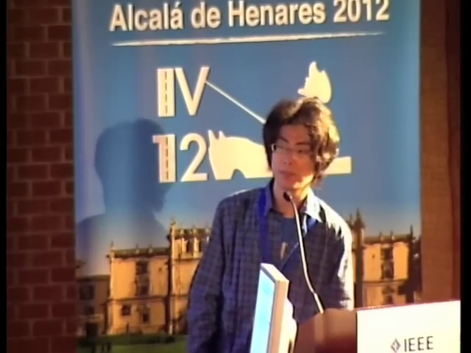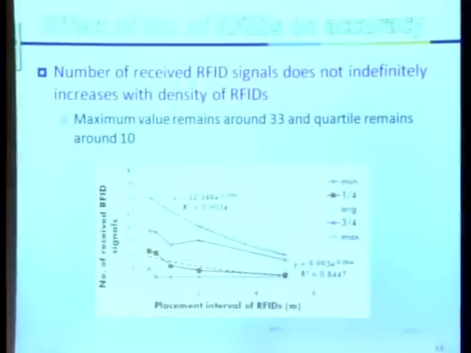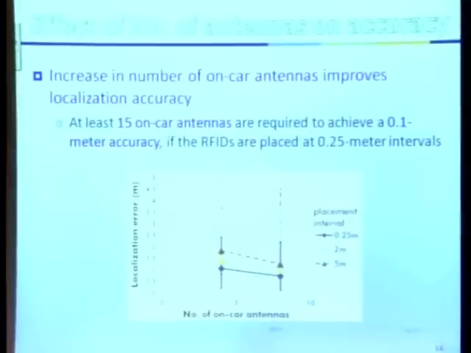Next point is the number of on-car RFID antennas, and the result is this figure. It is true that increasing the number of on-car antennas improves the localization accuracy, and if we want to achieve 0.1 meter accuracy, at least 15 on-car antennas are required, by considering these plots.